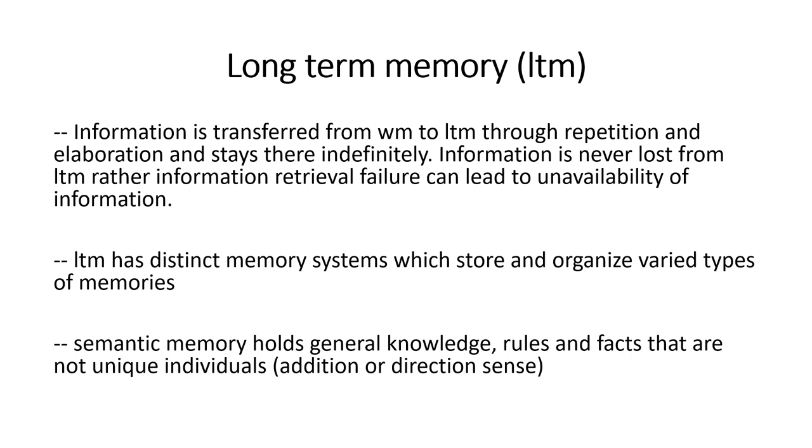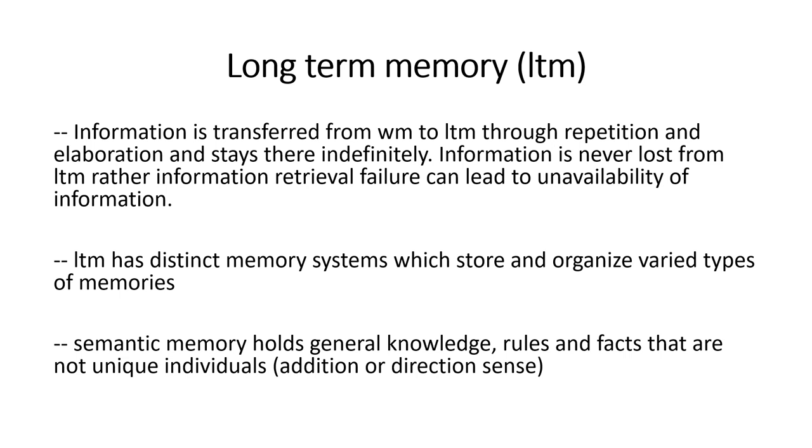And these information get stored in long-term memory for infinite time. One feature of long-term memory is it never loses information. Only the connections are lost. So information is always stored in long-term memory, but the chances are that you either didn't encode that information, you never put attention to that information and sent it to long-term memory, or you have lost the connection. Just like you lose a key to a lock and the lock then cannot be opened. So information is never lost from long-term memory, rather information retrieval failure can lead to unavailability of information.